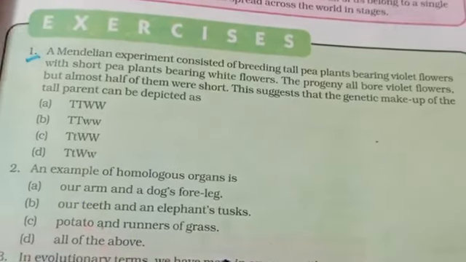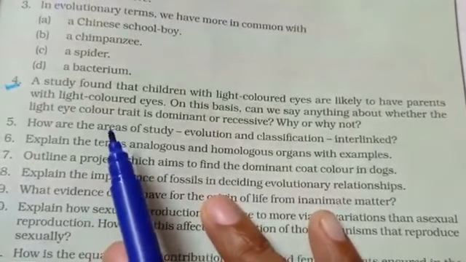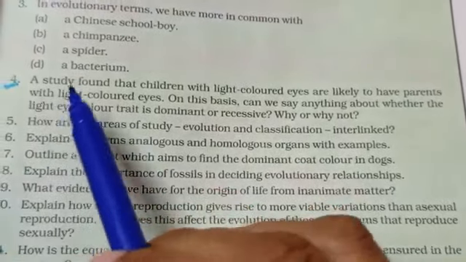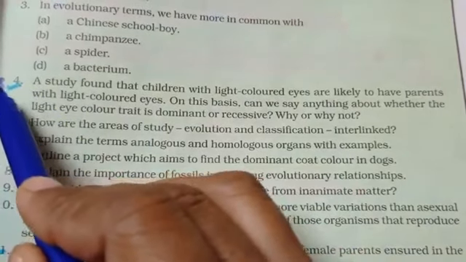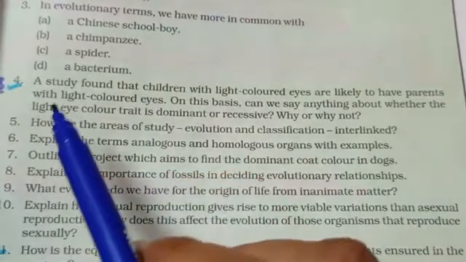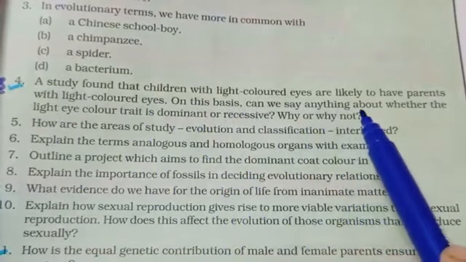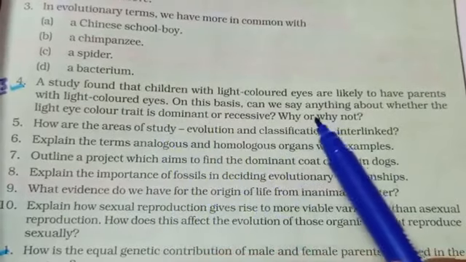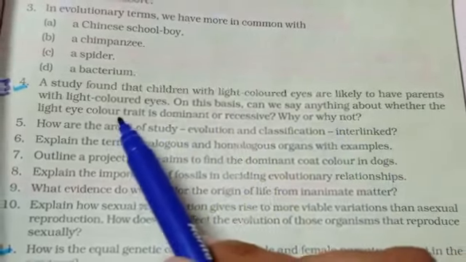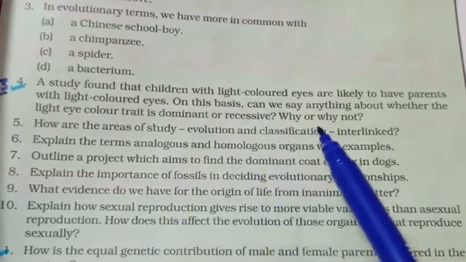Then you are supposed to do question number 4 after question number 1 of this chapter. So question number 4 will become question number 3 of today's homework. A study found that children with light colored eyes are likely to have parents with light colored eyes. On this basis, can we say anything about whether the light eye color trait is dominant or recessive? Why or why not?